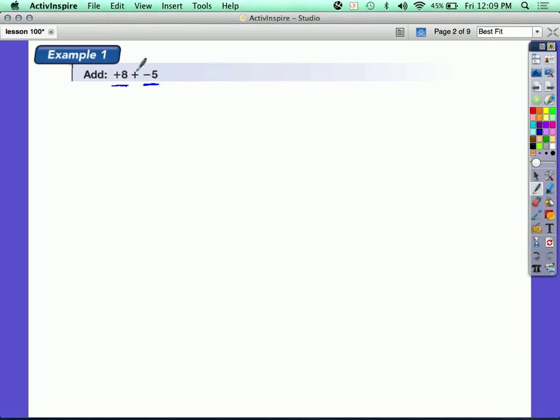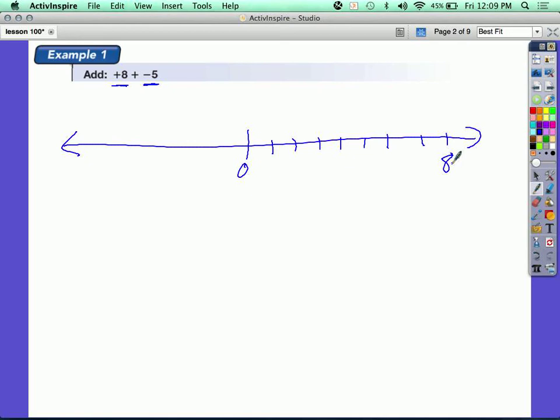Okay, so one way to do this is to draw a number line. So here's 0, 1, 2, 3, 4, 5, 6, 7, 8. Okay, so I started at positive 8, I'm going to add a negative 5. If I'm adding a negative number, that means I need to go to the left. Okay, because I'm going to add negative 5. And it's kind of like subtracting 5. So 1, 2, 3, 4, 5. It should land at 3.